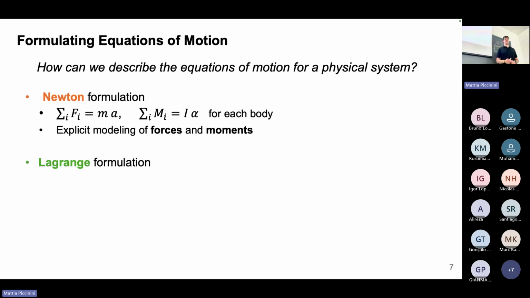Another approach is the Lagrange approach. I don't know how many of you have heard of that, at least. How many of you? Can you raise the hand? Okay, so maybe almost all.